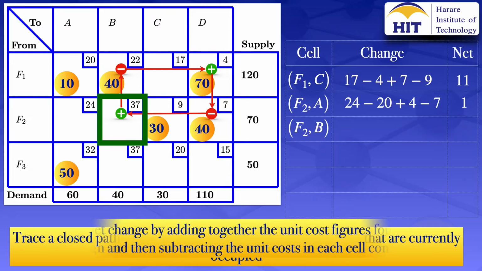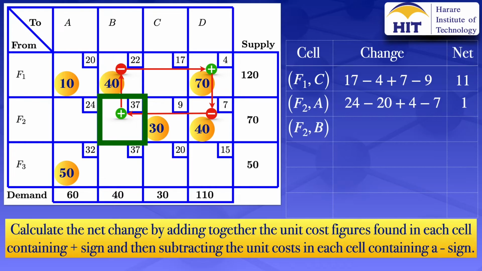And then we go on and calculate the net change by using the cells with the positive signs. We add the costs. Then on cells with negative signs, we subtract the unit cost. So it will be 37 minus 22 plus 4 minus 7. That will give us a net change of 12.